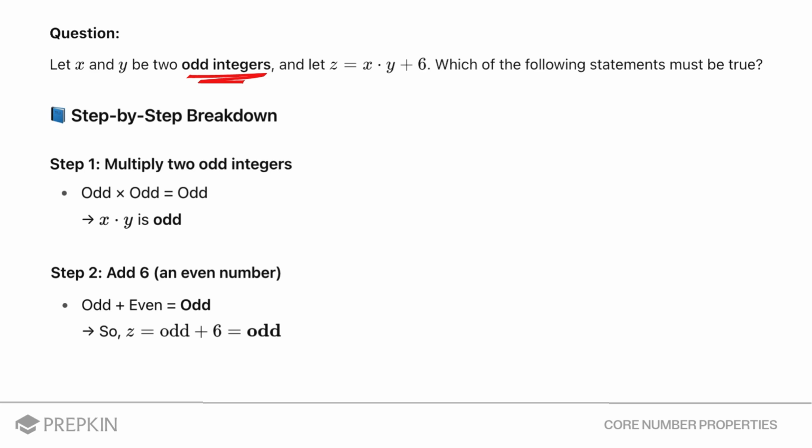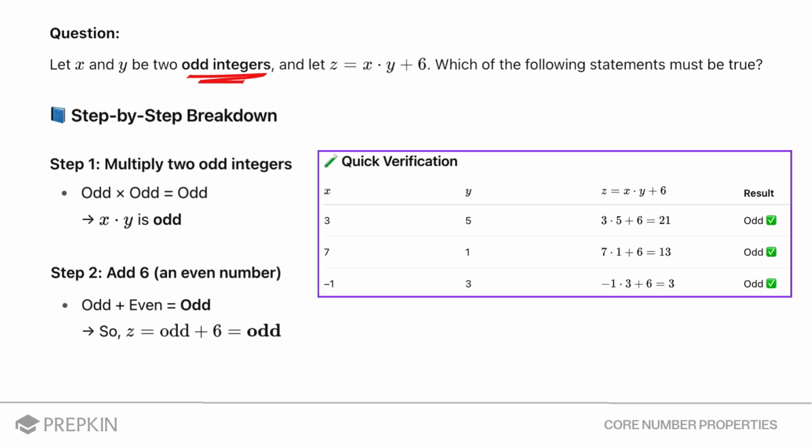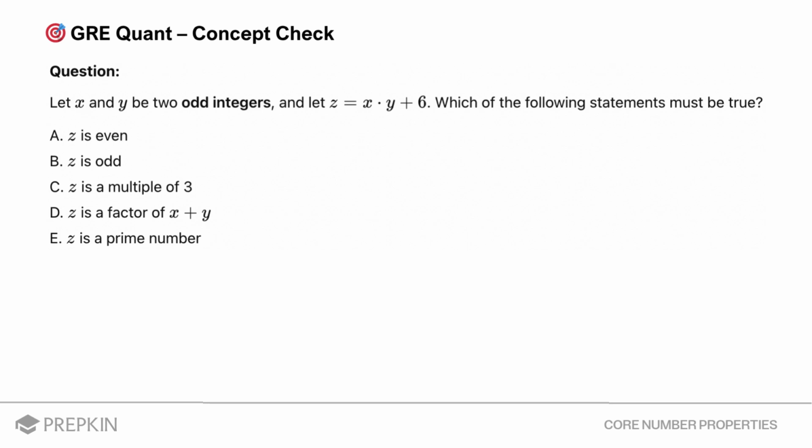Another quick way to solve this question and verify that your answer is correct is with substitution. Feel free to plug in some numbers that satisfy the conditions in the question, like we have listed below. With this, we can look back on the question and conclude that B is correct and that z is odd.